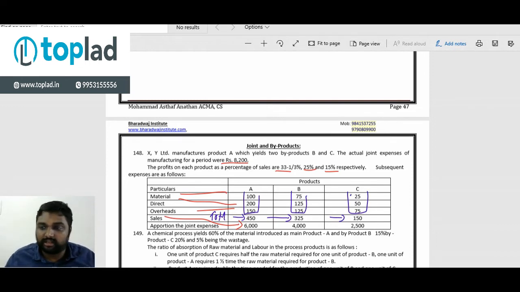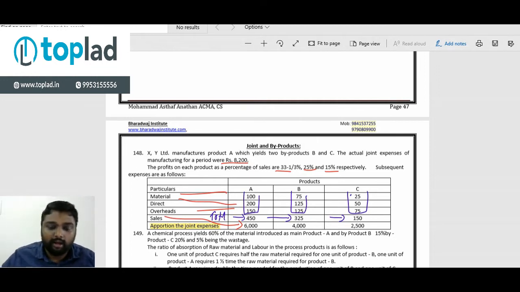The question is asking what? Apportion the joint expense. See, my first question: is this question specifically telling any method? No. Since the question doesn't specifically tell any method, this will be what? Reverse cost. Is it sure, sir?